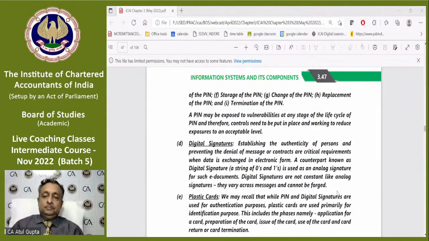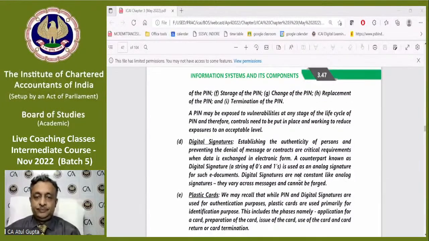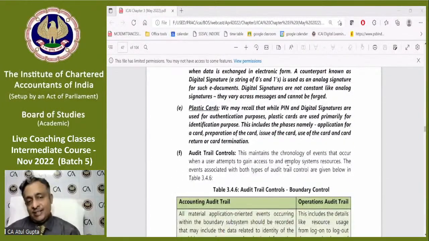So what they do, establish the authenticity of the person and prevent denial of message. See, this is very important. It has to be a legal transaction. If I sign a document digitally and send it to you, whatever document I have signed digitally and sent to you, I cannot deny signing the document. Deniability is not going to be there. That is denial of service. In plastic cards, that is.